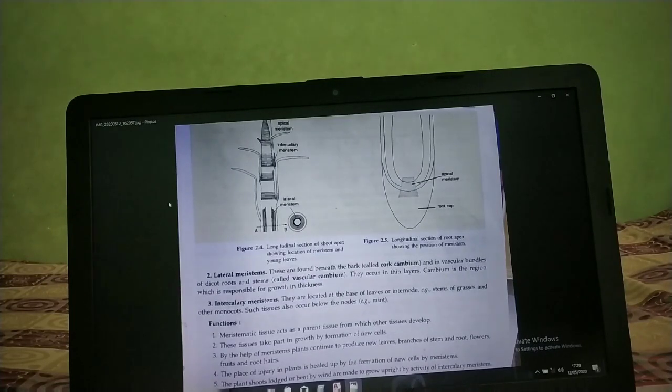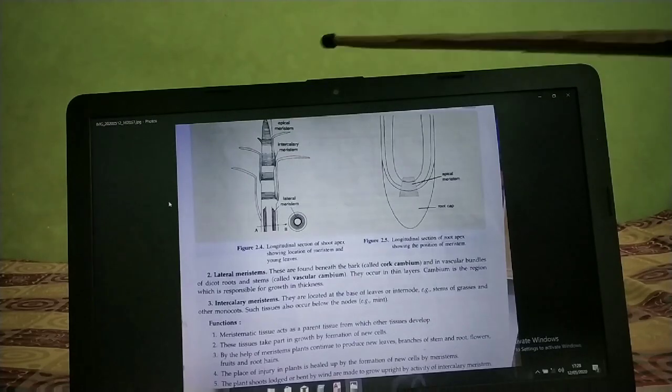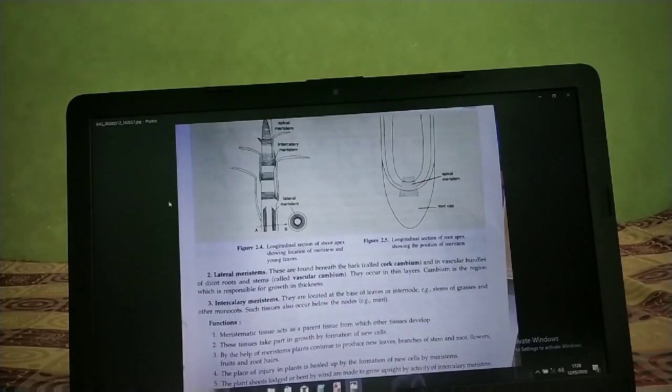So children, mainly I want to tell you about the functions of these different types of meristems. They have different functions. First I want to tell you about the function of the apical meristem. What is the function of the apical meristem? It brings about the elongation of the root and stems. It results in an increase in the height of the plant, which is called primary growth.